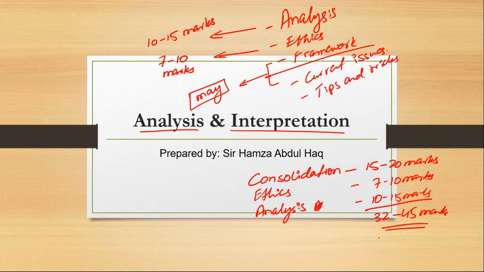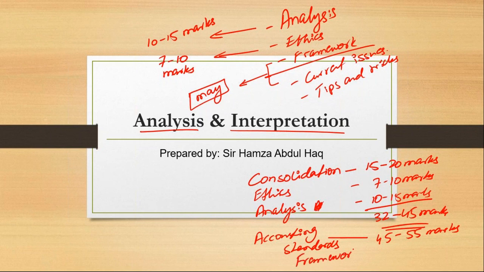And then the remaining part is going to be approximately 45 to 55 marks for the accounting standards. But the accounting standards are a huge list of the standards. So comparatively, we have to study more for this part of the exam basically. And the remaining part is going to be from the framework and the current issues. So this was a quick overview of how you're going to attempt this in the exams.